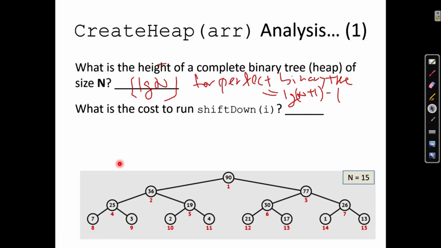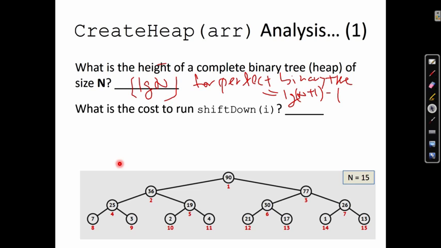What is the cost to run shift down on i, for any i? Well, just now we said in the worst case it's O(log n), which is correct. But more generally, it should be big O of h.